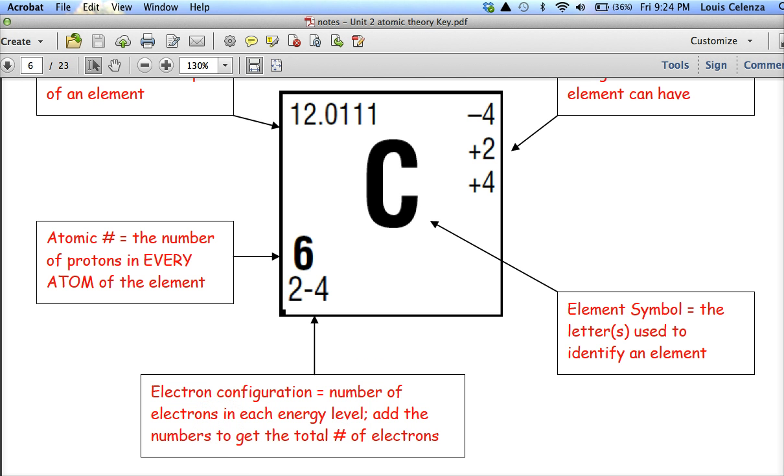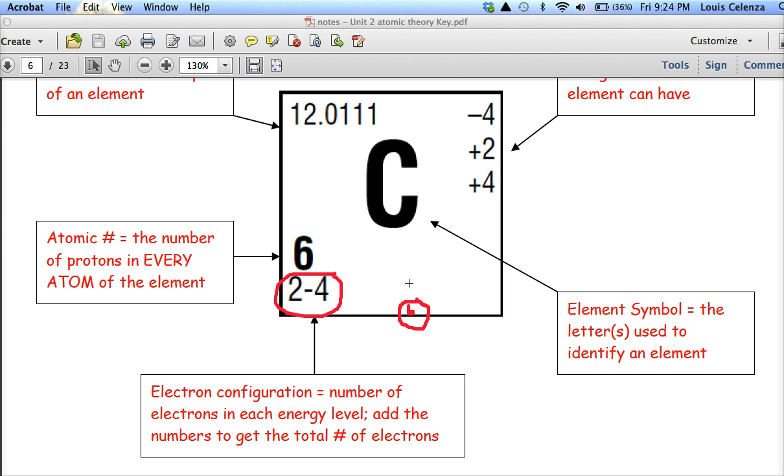Now, let me see if I can get this drawing to work. I guess so. Freehand. Okay, so basically, here's the atom. Here's carbon's nucleus. It would have, in its nucleus, 6 protons. And we're going to look at neutrons in a minute. But it would also have 6 electrons outside the nucleus. Now, they're not all together.